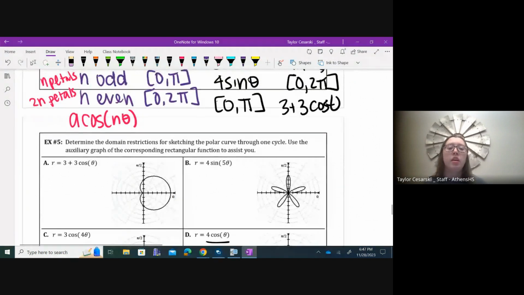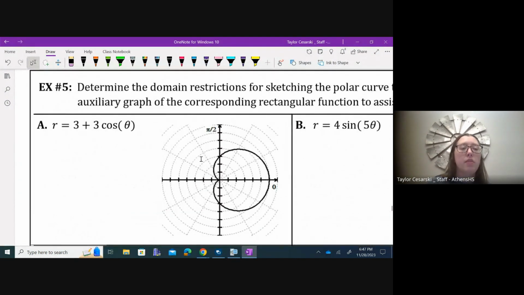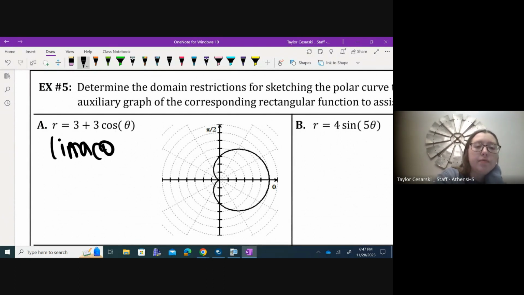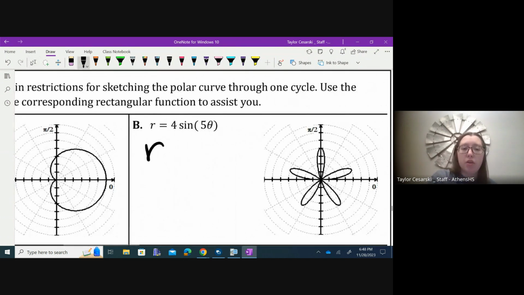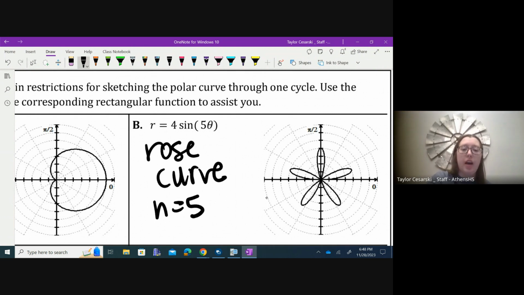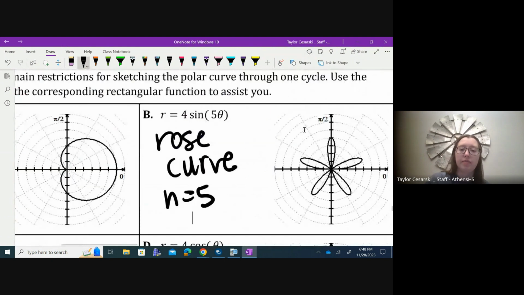All right, so first thing I'm going to do is identify the type of curve. This one is in the form a plus b cosine theta, so this is a limacon. In this case, it's a cardioid. We said those are always on the interval 0 to 2 pi, so that's not too bad. This one is a rose curve. n equals 5, which means it's odd, so my interval is from 0 to pi.